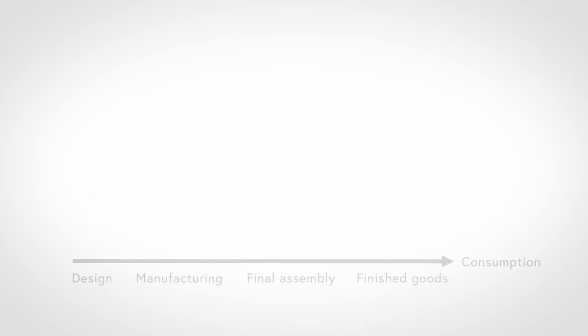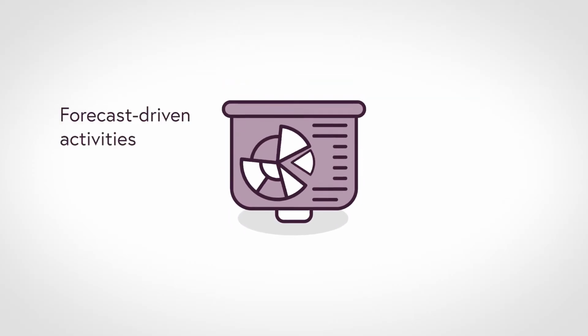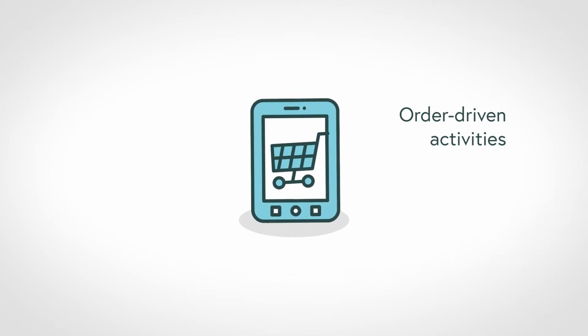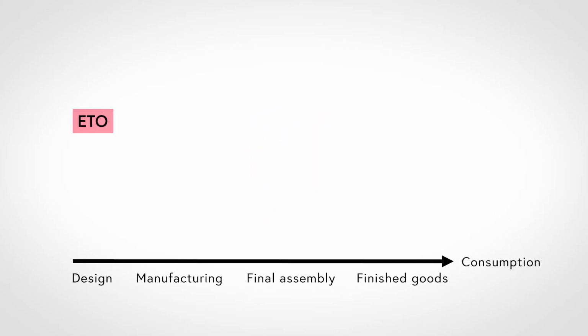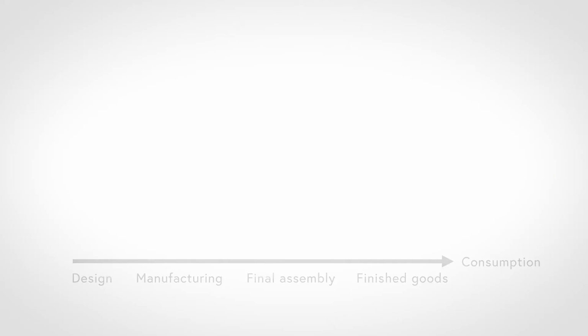So let's recap. Before the customer order decoupling point, your activities are driven by your forecasts. After the customer order decoupling point, your activities are driven by the order of the customer. The 4 production strategies, engineer to order, make to order, assemble to order, and make to stock, can be derived from this. Note, of course, that these are generic strategies and most companies will use a mix of them. Okay, enough theory. Let's go and visit a few companies.